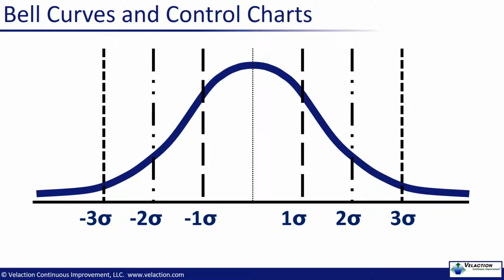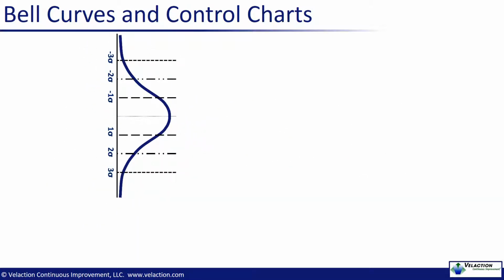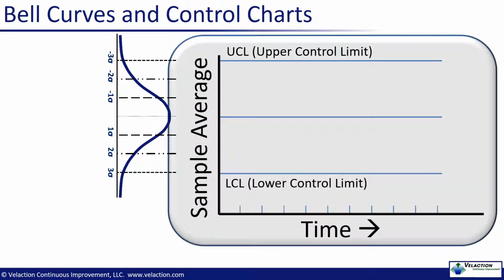So we've talked about what a bell curve is. Now let's show how it relates to control charts. Let's take the bell curve we just talked about and turn it on its side. Now, let's put a control chart next to it. Basically, a control chart is a run chart with upper and lower control limits drawn into it.